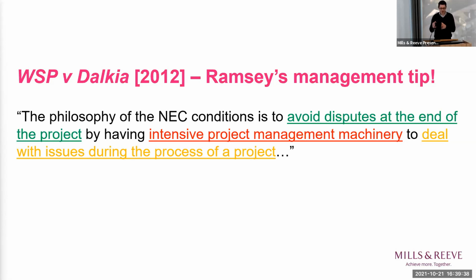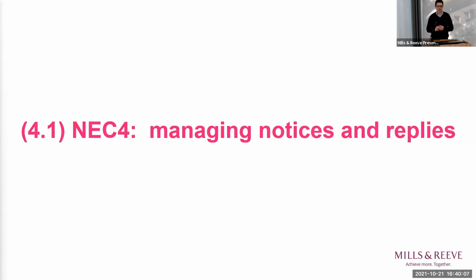However, if there is a disagreement between the client and the contractor, then Ramsey's advice set out within the Dalkia case is something that we should all aspire to, in that those disputes should be determined whilst the project is live, rather than when everyone's memories put a slightly different spin on things at the end of the job. So with that in mind, there are three things I'll look at in terms of managing compensation events. The first is the notices and the replies to that. Then I'll look at cost, and then quickly look at time at the end of this webinar.